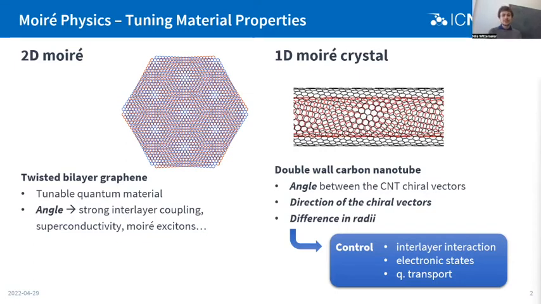In 2 dimensions, we only have the angle in which we can twist the 2 layers with respect to each other and then tune the properties. If we look at a 1D Moiré crystal instead, we have multiple parameters that we can play with in order to tune this interaction between the 2 layers. We have the angle between the chiral vectors, we have the direction of the chiral vectors, and we have the difference between the radii. So we have multiple things that we can play with in order to tune the interaction to get exactly what we want to affect the electronic states and the quantum transport.